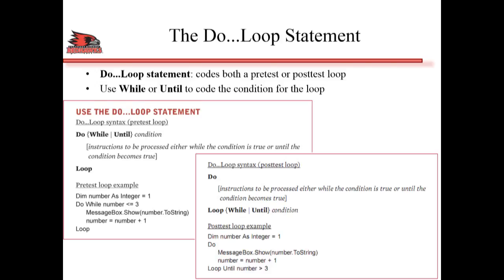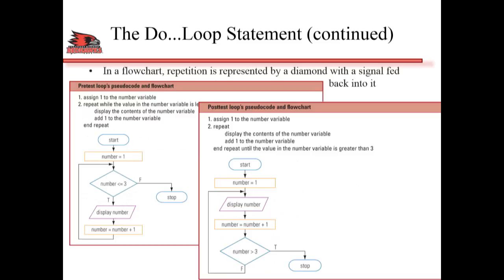This slide shows the pseudocode and the flowchart for a pretest and a post-test loop. Here the decision part of the processing is represented by the diamond shape in both cases, and the looping is symbolized by the arrow from the bottom of the loop right up to somewhere near the top. That is the looping part, and that's basically a feedback from the bottom to the top.